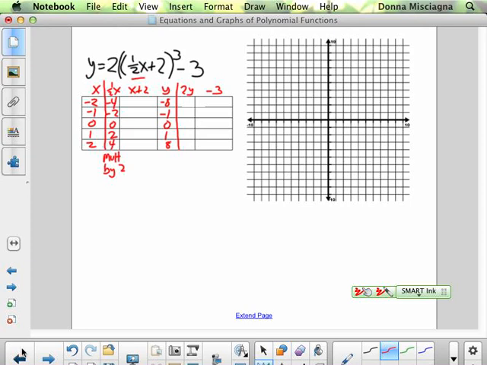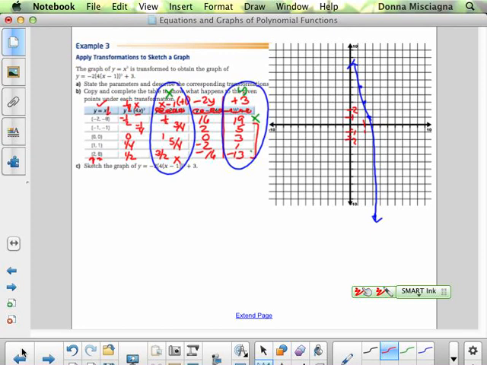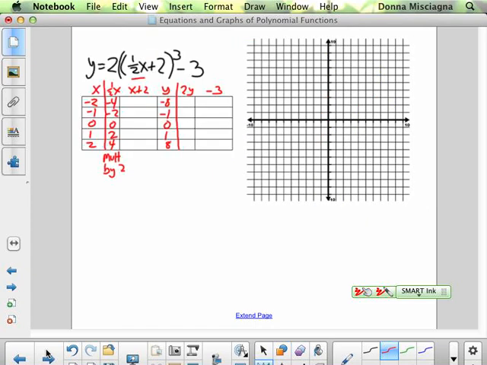Notice on the last graph, we had a negative. That caused our graph to reflect. So we went down left to right instead of the usual up left to right. Here, no reflections. All right, so now we're shifting. This x plus 2 means to the left, so we're going to subtract 2. So -4 minus 2 is -6. -2 minus 2 is -4. 0 minus 2 is -2. 2 minus 2 is 0, and 4 minus 2 is 2.